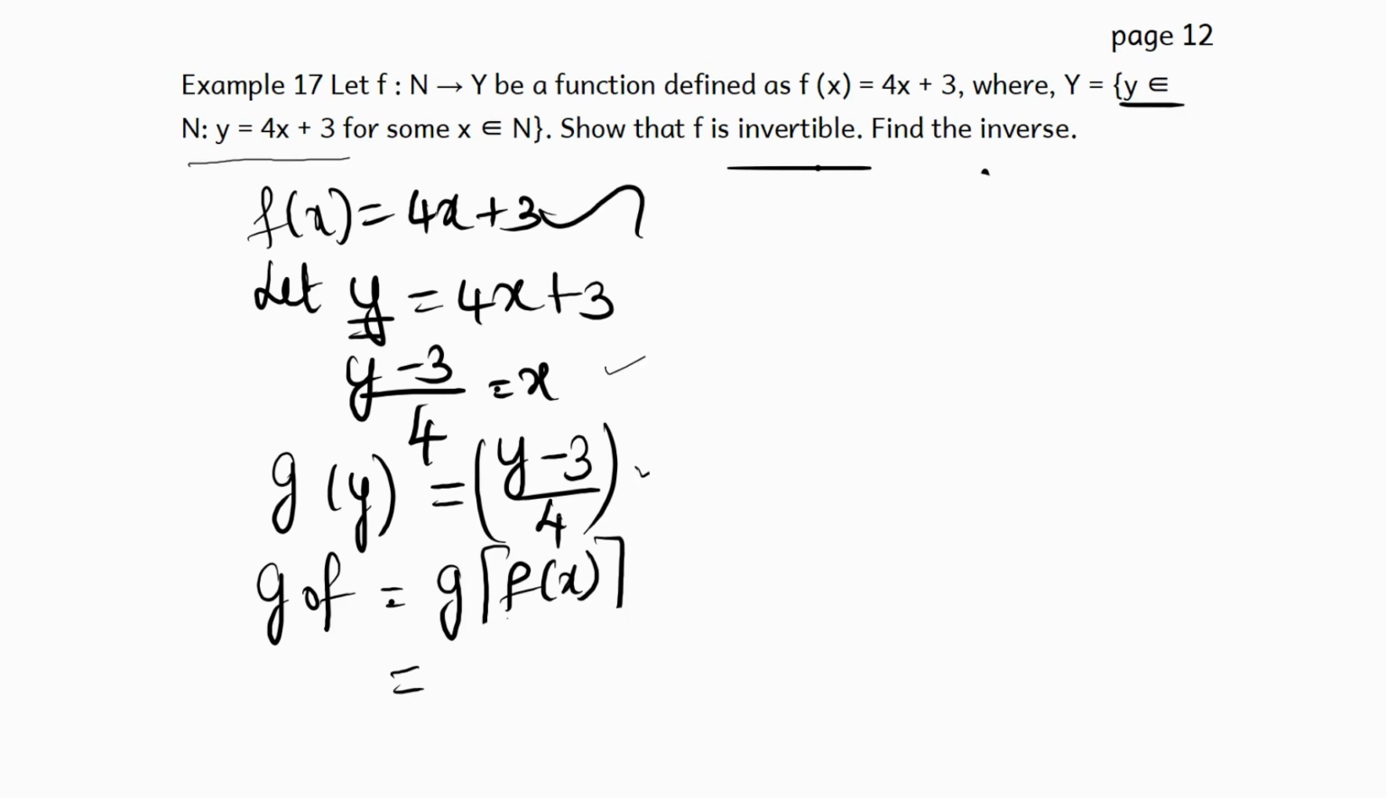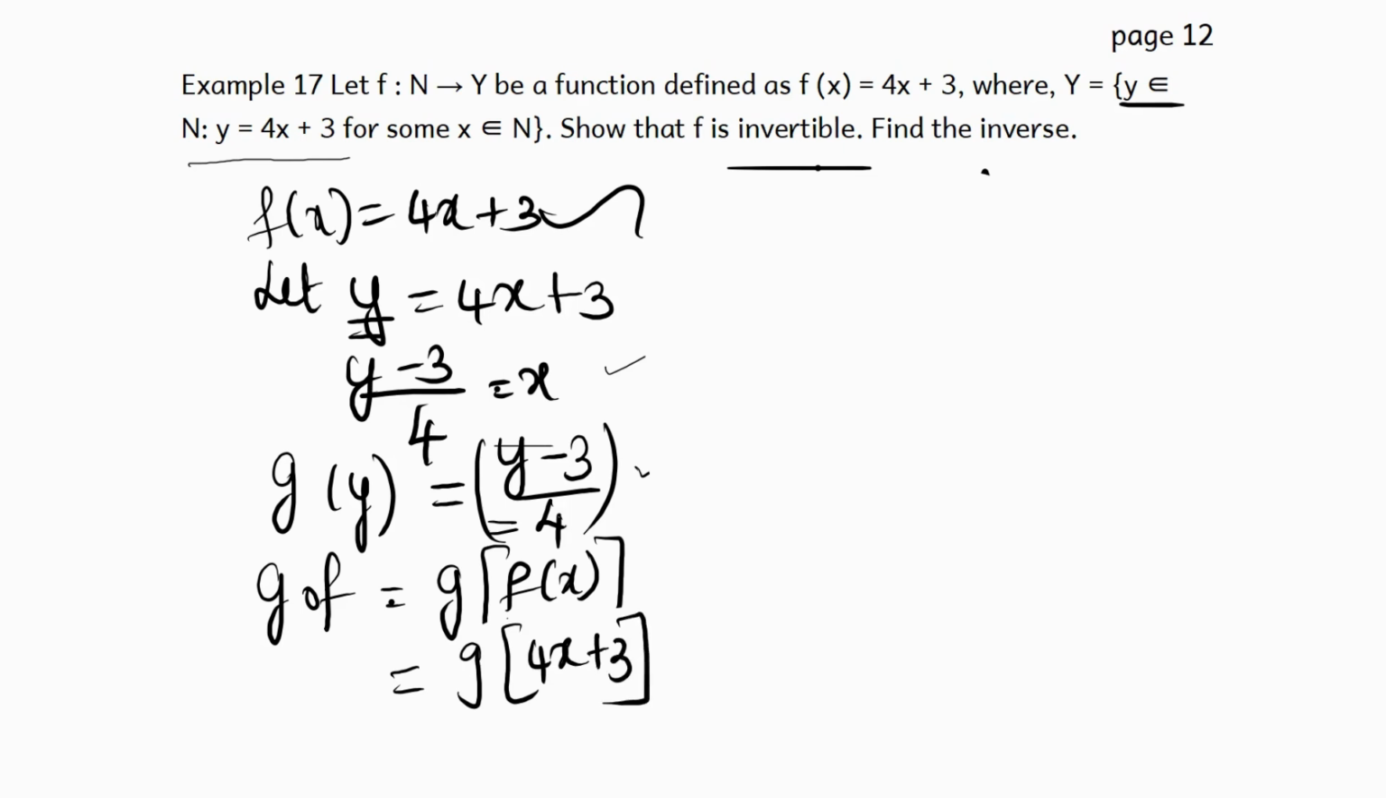f(x) is 4x + 3. Substitute this in g, which is (y − 3)/4. Instead of y, substitute f(x), which is 4x + 3. So cancel the plus 3 and minus 3, and the 4 and 4.